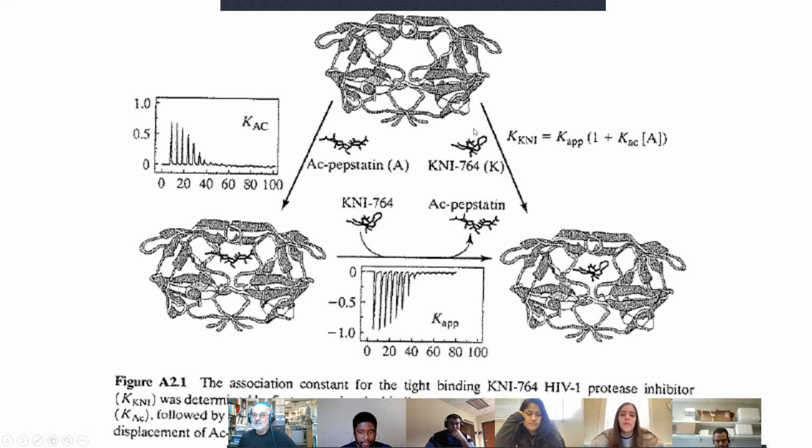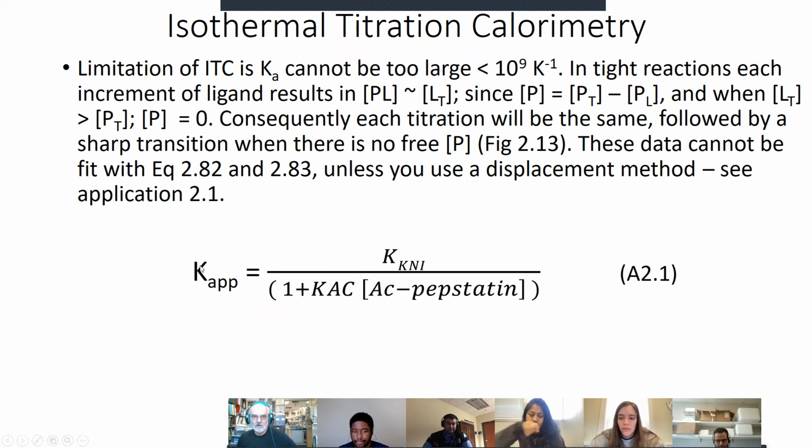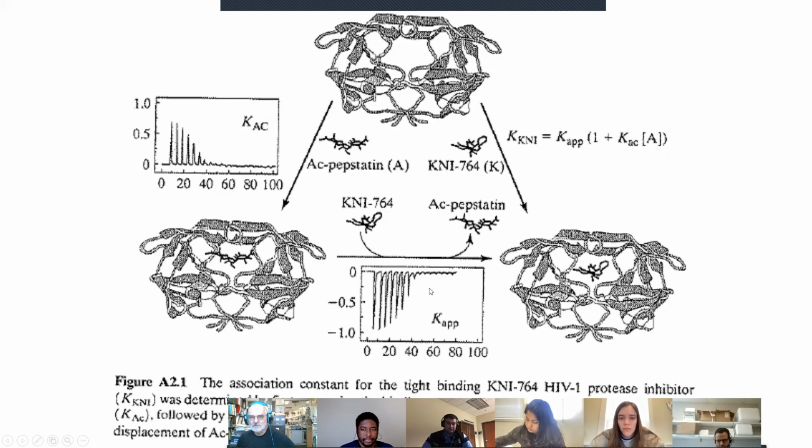You already basically have to know what this equilibrium constant is, and then you can back out from that an apparent binding constant. And that's what's shown in this figure here, where it derives an apparent binding constant in terms of the pepstatin binding constant and the unknown. Okay, so you can get this by some kind of a competition technique.